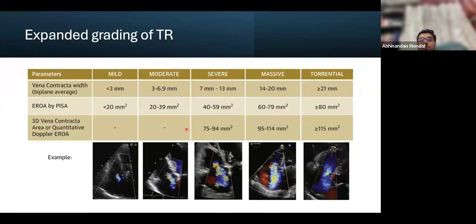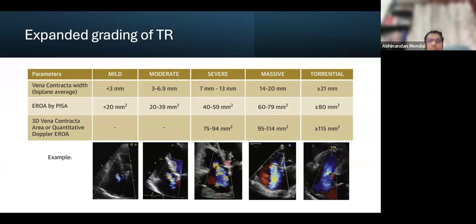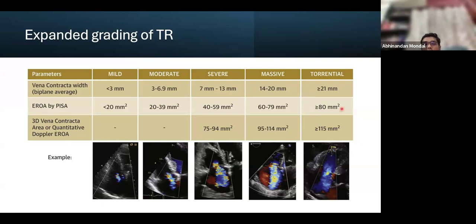So right now the grading of TR has added two more criteria, that is massive and torrential. Up to 7 it was severe, so more than 7 was considered severe. If the vena contracta becomes more than 13, that is 14 to 20, it is a massive TR. If it is more than or equal to 21, it's a torrential TR. ERA also, if it is 60 to 79 it is massive, and more than or equal to 80 is torrential.